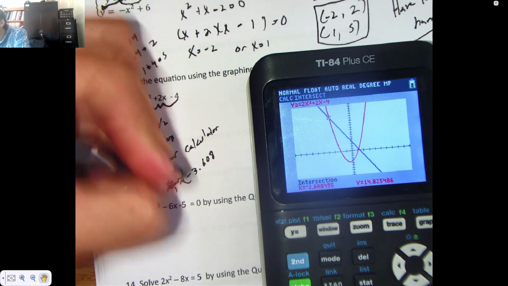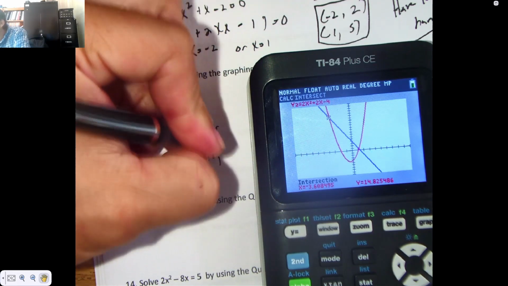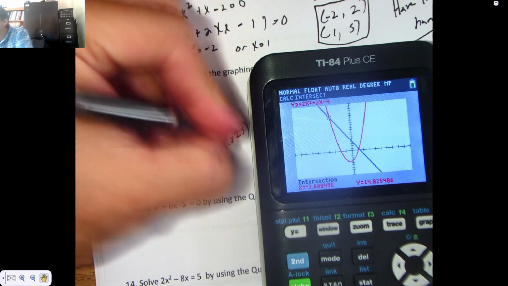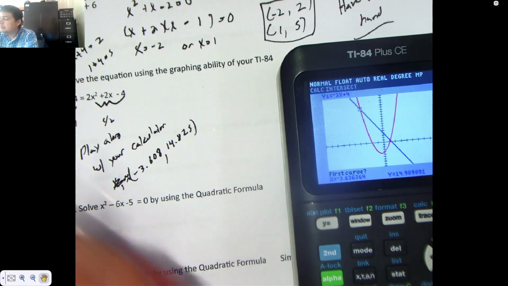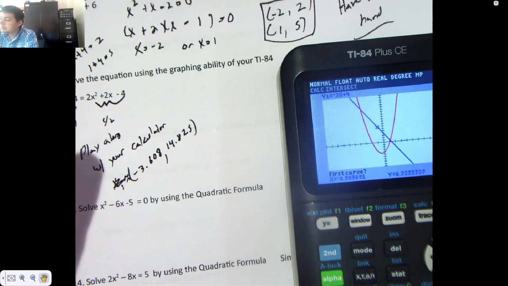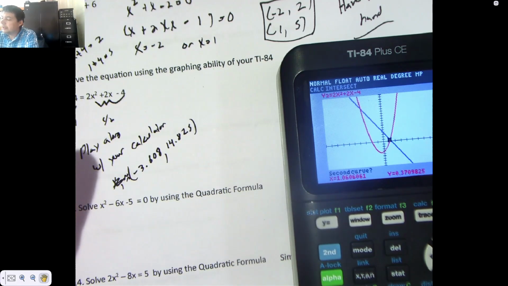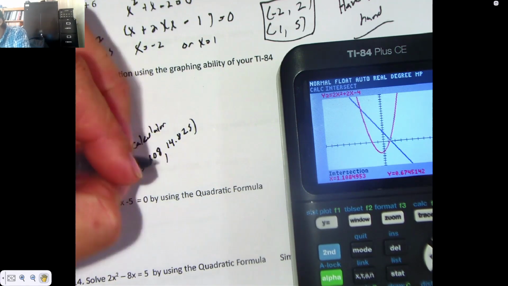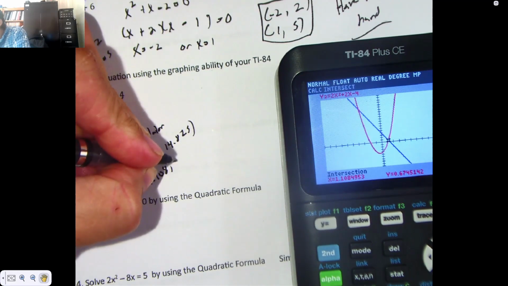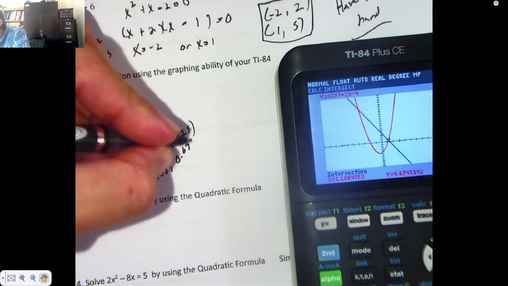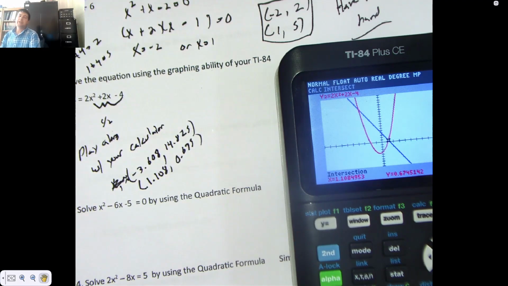Actually, I'll just do the ordered pair here. The y value is about 14.825. There's one intersection. Second trace 5 again. Enter, enter, enter. And the other intersection is 1.108, 0.675. There you go. Not too hard.